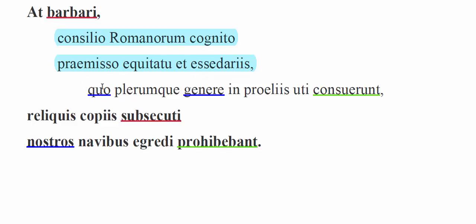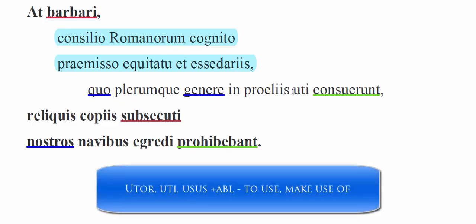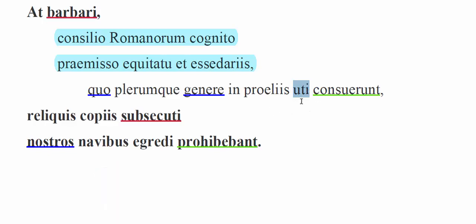With which, so this quo is referring collectively to the equitatu et essedariis, like as a type, hence genere, which type, we might say, of troops, frequently in battles they were accustomed to use. Just a note, quo genere here is in the ablative case, but we see that it has been indicated as a direct object because uti, the verb right over here, is the deponent verb utor, and uti wants an ablative as its object, we remember. So let's go back real quick.